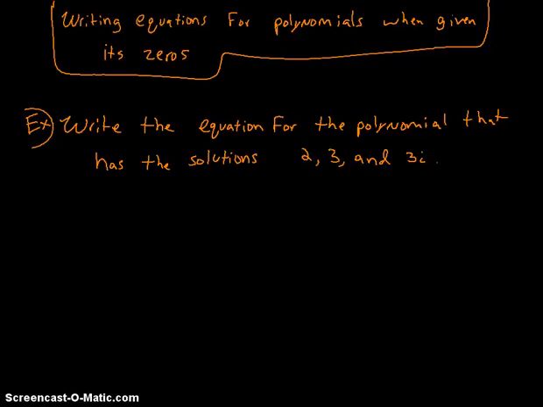So, writing equations for polynomials when given zeros. We've kind of talked about how to write equations for polynomials when given zeros or given graphs before. For example, in this example, it says write the equation for the polynomial that has the solutions 2, 3, and 3i. Solutions means zeros. You may also hear it called roots or x-intercepts.